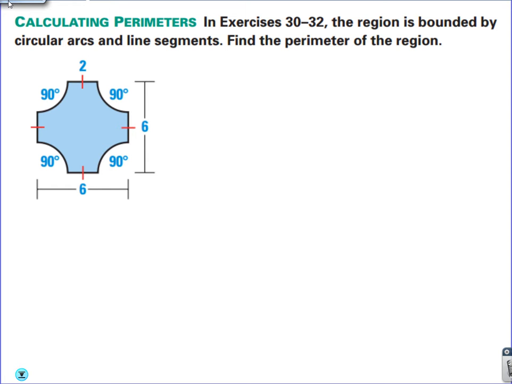Here we go. Got this odd looking shape. And you're asked to find, ignore the exercise 30 through 32. This region is bounded by circular arcs and line segments. Find the perimeter of this figure. Perimeter, again, guys, is distance all the way around.